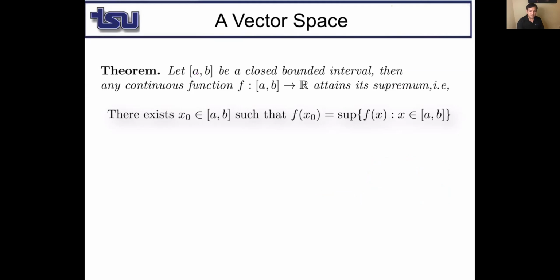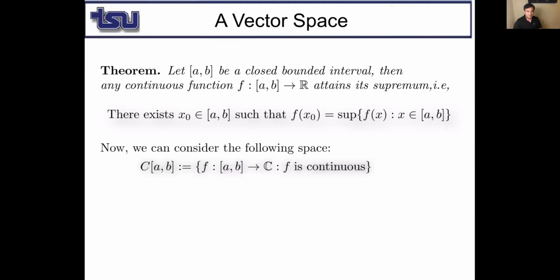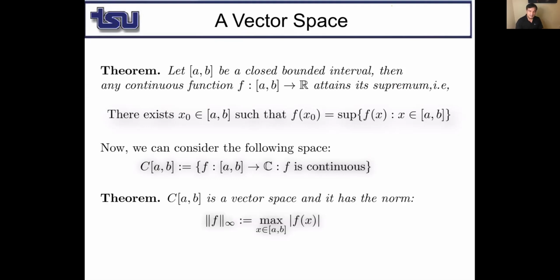So there exists an x0 such that f(x0) is the supremum of the range of the function. That's very clear. Now I'm going to consider a space of continuous functions. C[a,b] is the set of continuous functions from [a,b] to the complex numbers. Now we are going to show that C, the set of continuous functions, is a vector space, and it has this infinity norm.